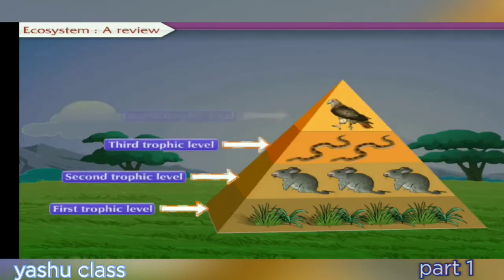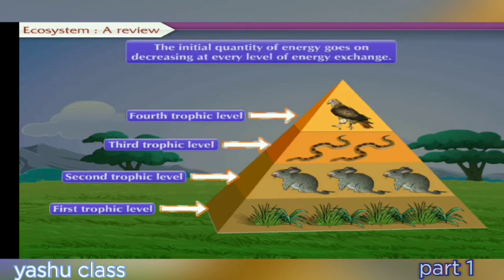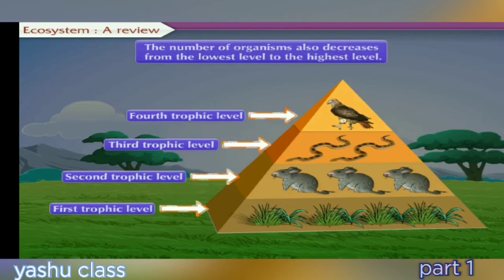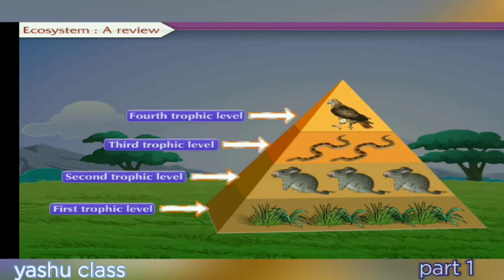Energy exchange takes place at each trophic level. The initial quantity of energy goes on decreasing at every level of energy exchange. Similarly, the number of organisms also decreases from the lowest level to the highest level. This pattern of energy exchange in an ecosystem is called the energy pyramid.